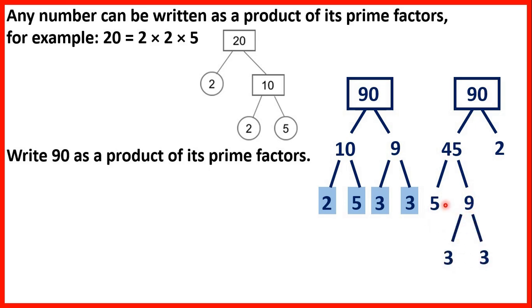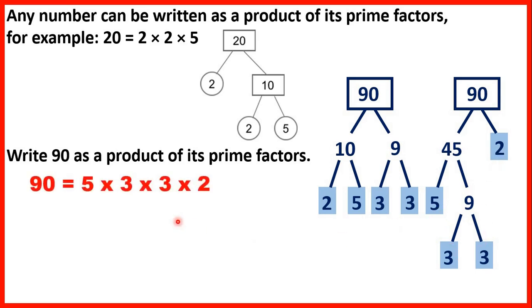times 3. So again, you can see whichever factor pairs you use, we get the same numbers on the end of our factor tree. So that's 5 times 3 times 3 times 2, because if we look at the end of our branches, we have a 5, 2 3s and a 2.